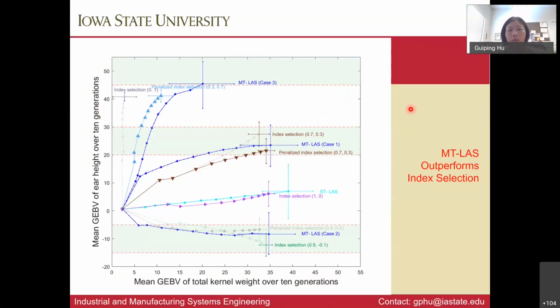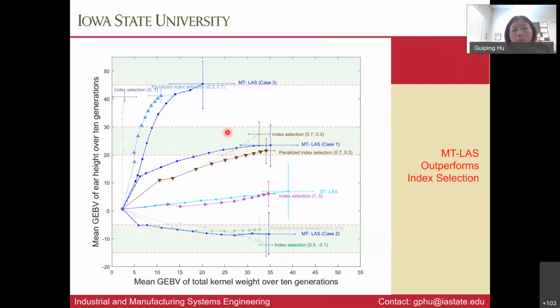Okay, so this slide is very busy, but it shows the comparison between the multi-trait look-ahead selection and index selection. I want to draw your attention to four regions. Let's take a look at the first region. This is the comparison between single trait look-ahead and index selection when we are just focusing on one trait. The 1, 0 means the weight of those two traits. This comparison shows single trait look-ahead is better than index.